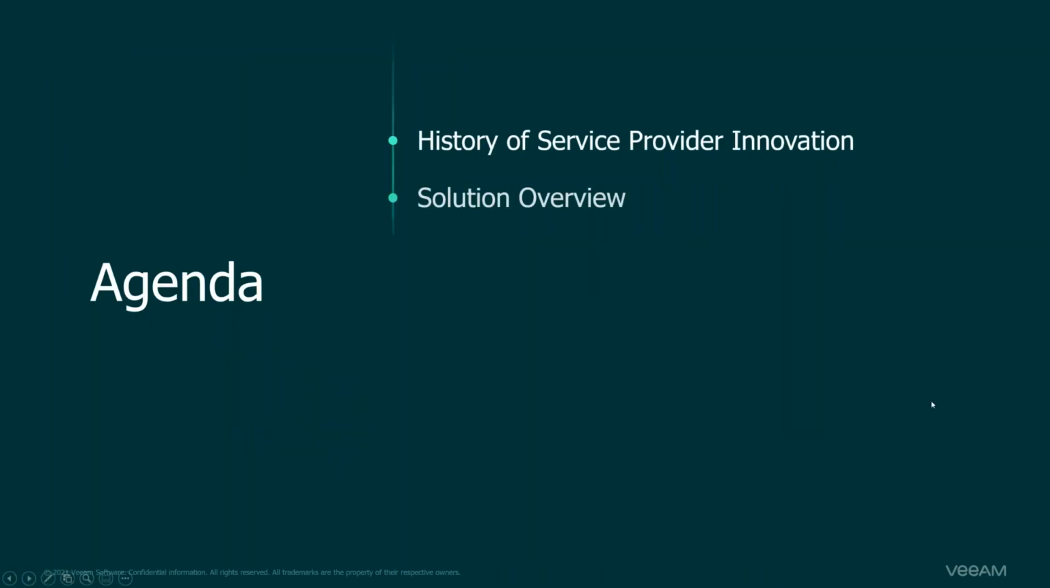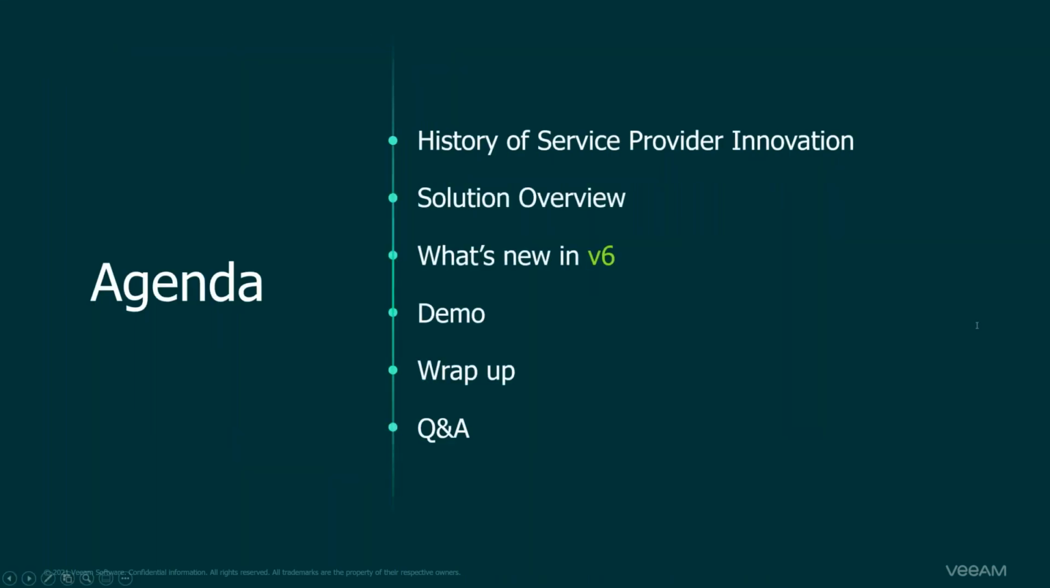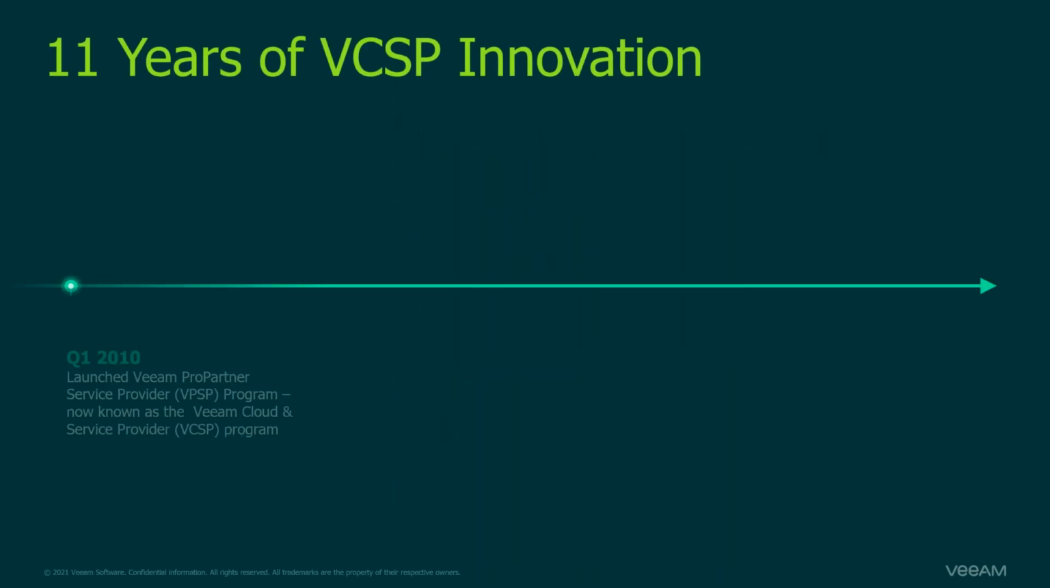So let's start with the agenda. First, a bit of history of service provider innovation and solution overview. What is actually the console? Then, of course, the main topic, what is new with version 6. And after that, we will dive into a demo of the product and show you all the good stuff. After that, we will wrap up in time, and if we have time for questions, we will do a Q&A as well. So let's go ahead and jump in.